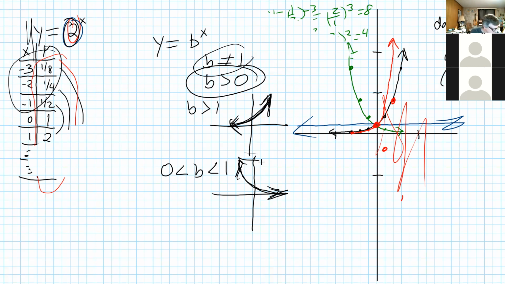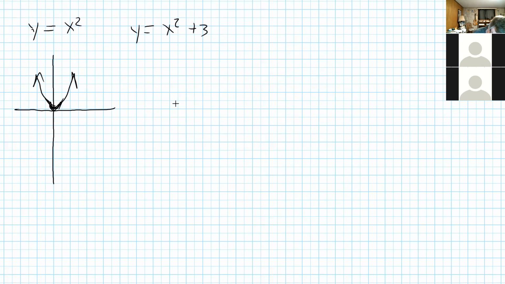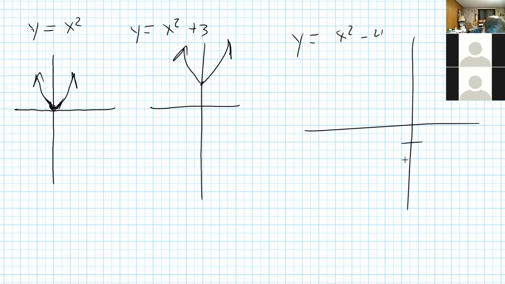Okay, now let's go back and talk about parabolas for a minute. Let's go to a new page. I'm just going to make some quick sketches that aren't going to be super accurate. I just want to get the point across. If we have y equals x squared, we've got this thing that looks like that and goes through the origin, right? If we've got y equals x squared plus 3, now instead it is up 3 units, right? If we've got y equals x squared minus 4, it's down 4 units. Okay? You remember all that from parabolas? Yes.